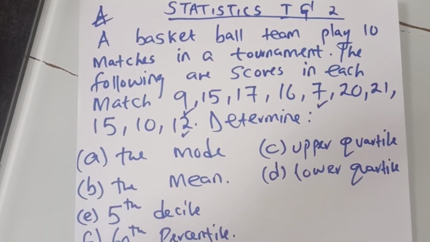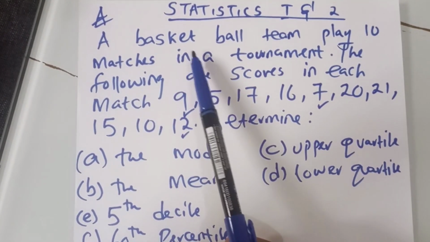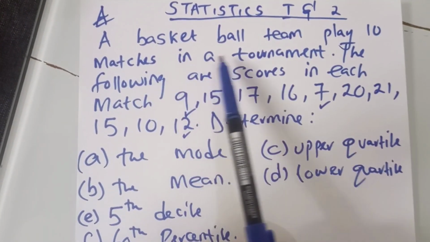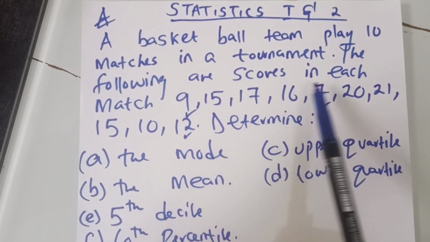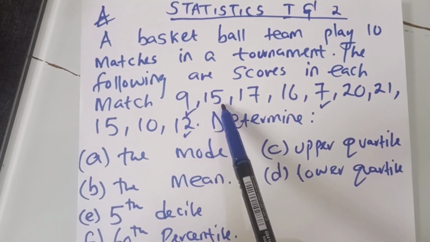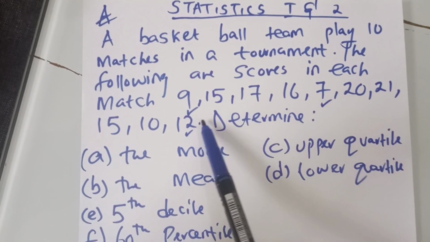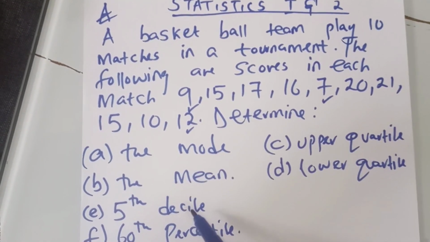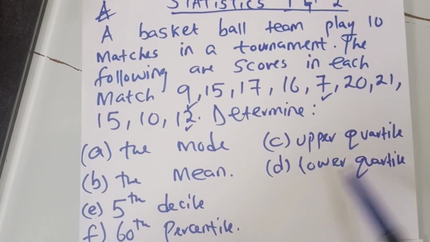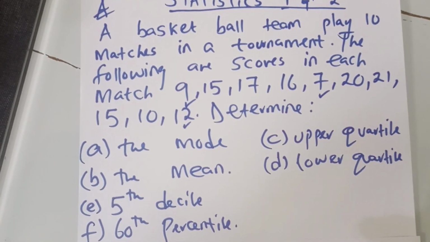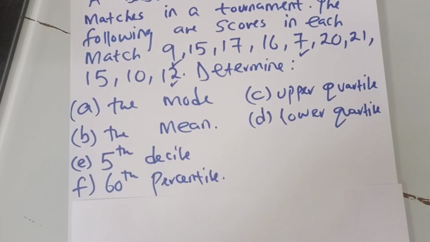So we look at this question. A basketball team play 10 matches in a tournament. The following are scores in each match: 9, 15, 17, 16, 7, 20, 21, 15, 10, 12. Determine the mode, mean, 5th decile, 60th percentile, upper quartile, and lower quartile.